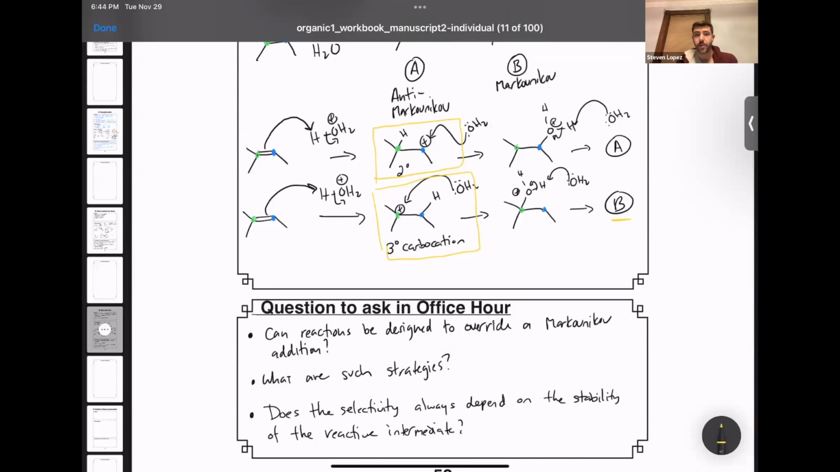So finally, questions you might want to ask in office hours. One, can reactions be designed to override Markovnikov preference for the addition reaction? What are such strategies? And does the selectivity always depend on the stability of the reactive intermediate?